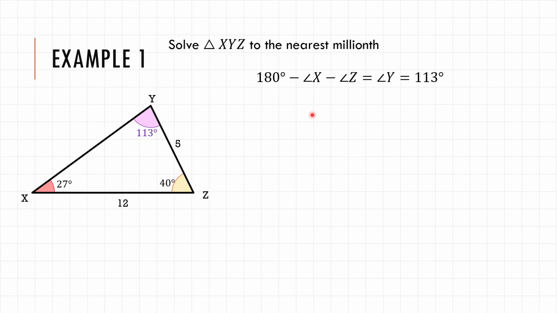Now, I do have a pair, right? I have the angle 27 degrees, that's angle x, and I have side x, which is 5 units long. So this is how I know that I can use the sine law. Notice I have more than one pair. I even have a pair here, right? 113 degrees and 12 degrees.